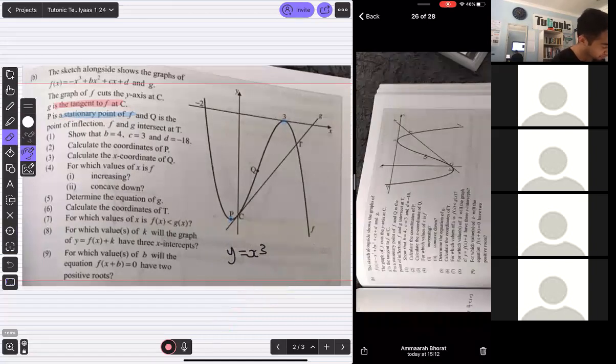They came up with this concept of the stationary point because they didn't want to confuse people. Because stationary points is just when the gradient is naught.